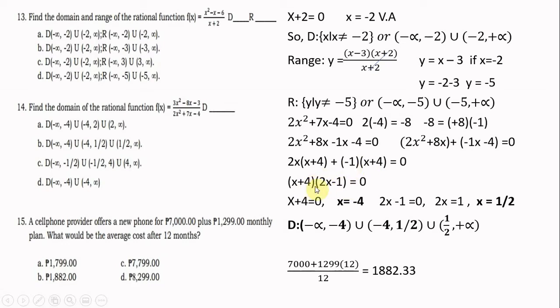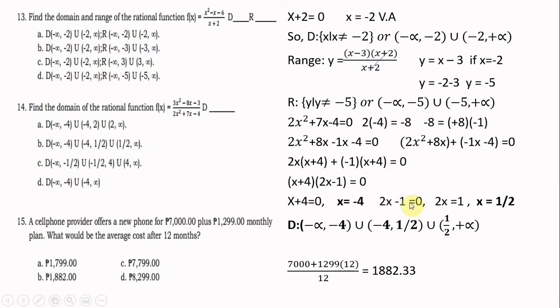So therefore, this is the factored form of our given quadratic equation. We have quantity x plus 4 times quantity 2x minus 1 equals 0. Equate this one to 0 and equate this one to 0. So x plus 4 equals 0, so our x equals negative 4.